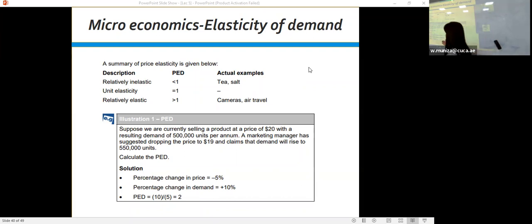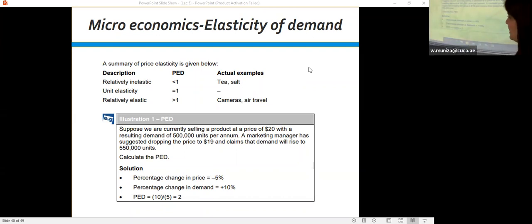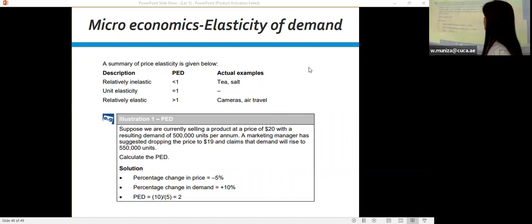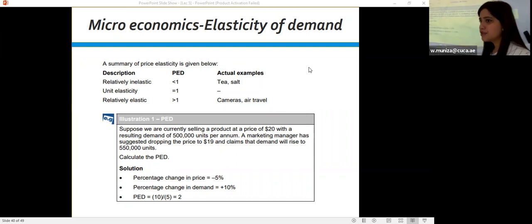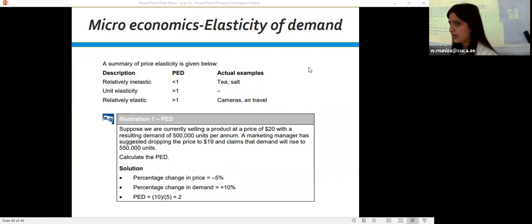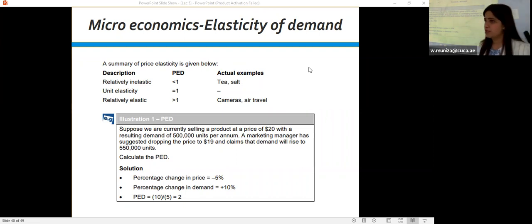So that is why we are calculating the price elasticity of demand, that is 10 divided by 5 is equal to 2. How much elasticity is there? By changing the price of the certain product, the demand is now increasing. So it means that it is elastic. It is showing a change by changing the price. So as the answer is more than 1, it means that the product under consideration is relatively elastic.